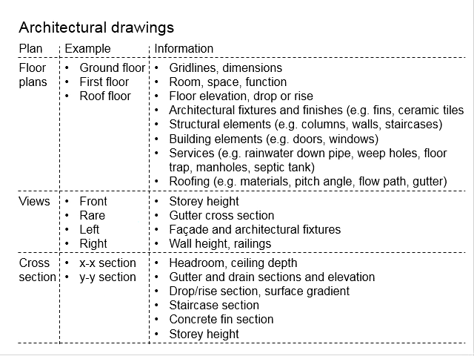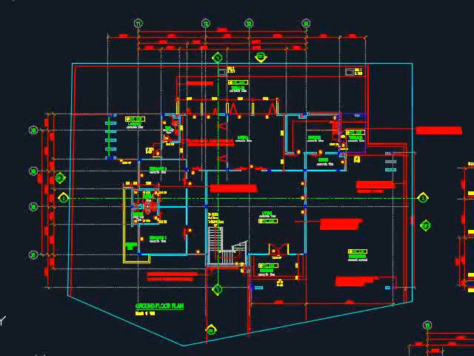Next, we will look at the cross-section of the building, which typically appears in the XX sections and YY sections. The cross-sections also give you a lot of information, particularly the headroom of the rooms, the ceiling depth, the gutter and drain sections and the elevations, drop or rise of the slabs, the surface gradient, the staircase sections, the concrete fin sections, the story height, and etc. Let us look at an example. Again, you will need to come back to the floor plan. You see there is a horizontal line and a vertical line indicated here. That means there will be two sections, one in the XX, another one in the YY.